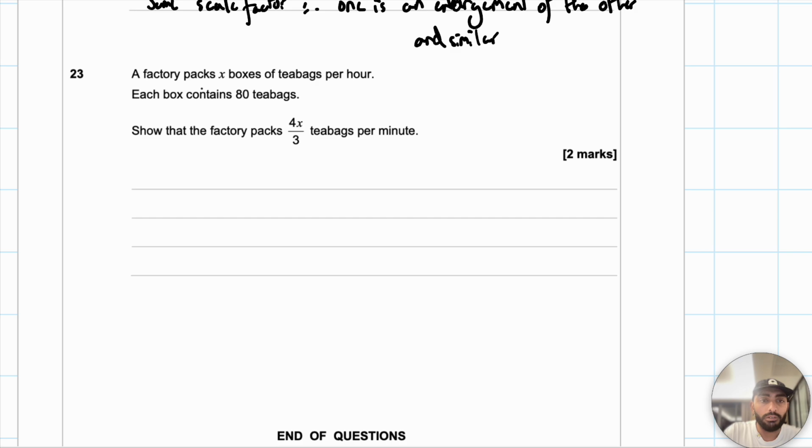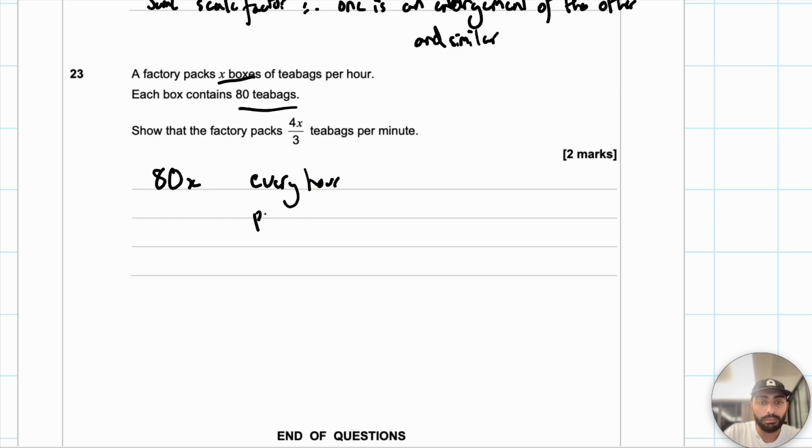Question 23. A factory packs X boxes of tea bags per hour. Each box contains 80 tea bags. So if there's 80 tea bags per box and there's X boxes, per hour it's 80X tea bags. Show that the factory packs 4X over 3 tea bags per minute. This is for every hour.